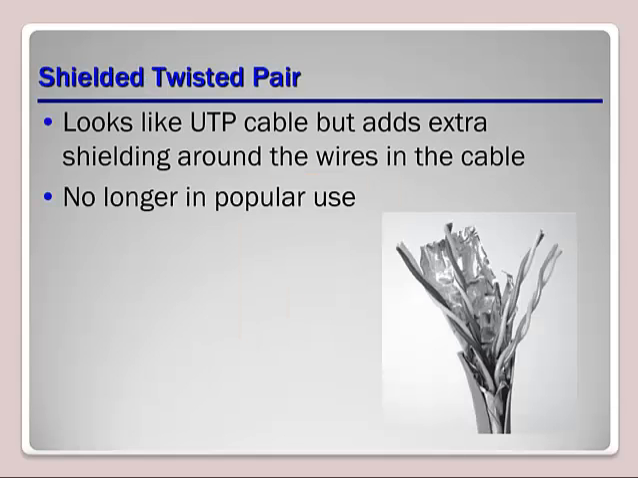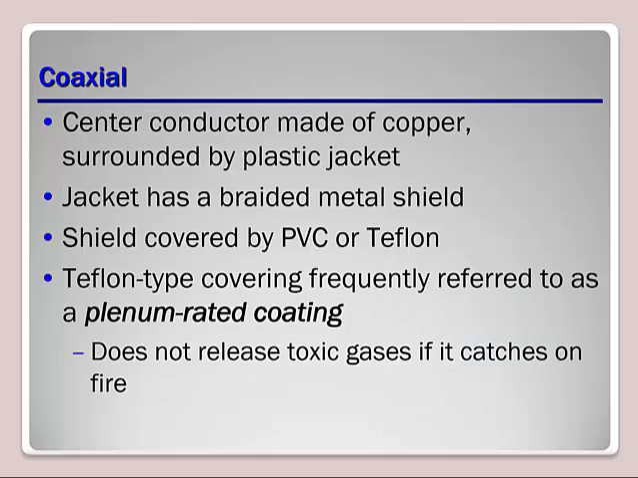All right. So now let's take a look at some shielded twisted pair real quick. Shielded twisted pair looks like unshielded twisted pair cable, but it adds extra shielding, and that's that foil right there around the wires in the cable. And it's no longer popular in use. The production cost is not worth the reduction in signal interference, because there are better solutions out there these days.